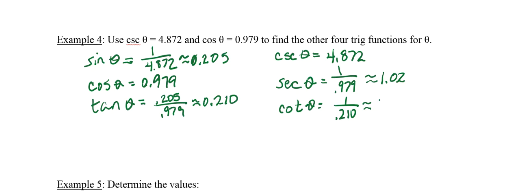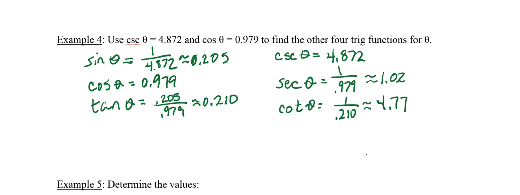Cotangent is the reciprocal of tangent. Oh, I grabbed the wrong number. I was like, that is not the answer. 4.77. It's very close to cosecant, which is why I paused for a minute. And it's because if you look at tangent and sine, they're also very close to each other.